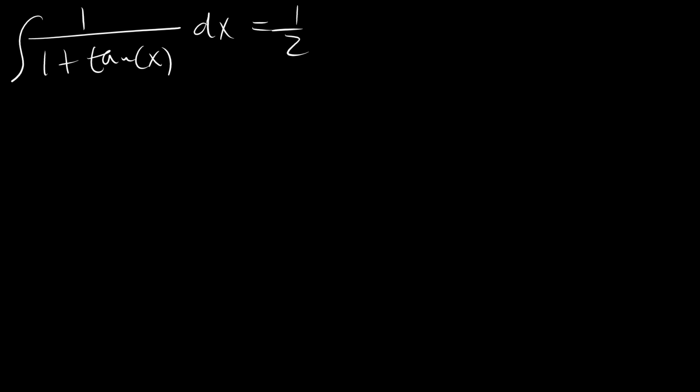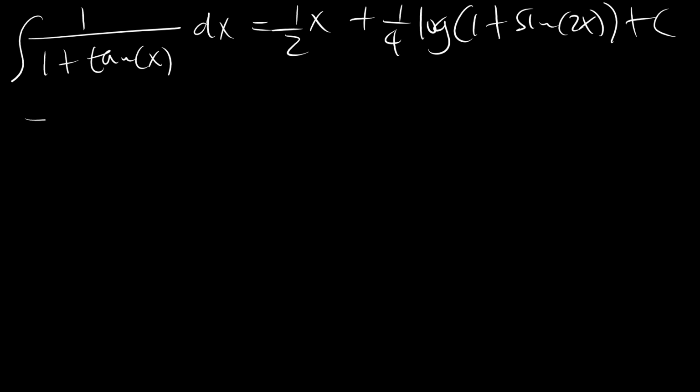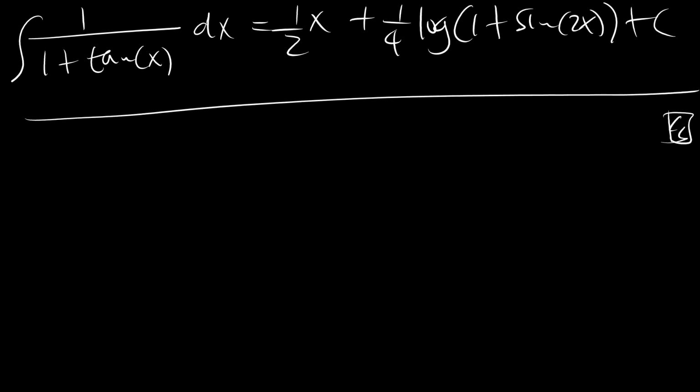So we can summarize our original integral, which was 1 over 1 plus tangent of x, as being equal to a half of x plus a quarter of the natural logarithm of 1 plus sine of 2x plus the integration constant c. And that was the answer expected. Number 9 happens to be the indefinite integral of 1 minus cosine of x over 1 plus cosine of x.